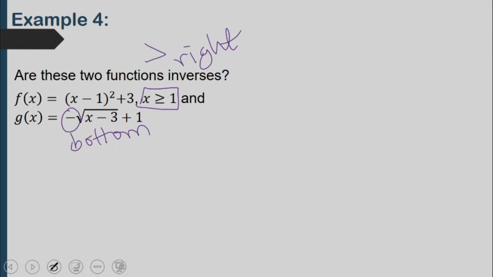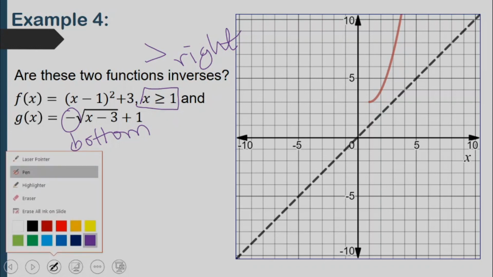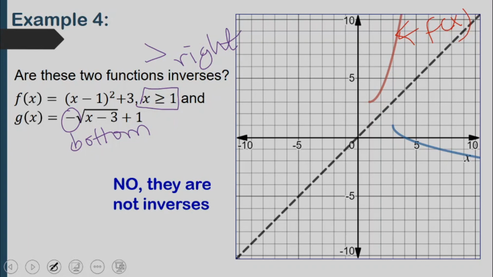So you can also graph both of these, okay? So this is the graph of f of x. So if you graph it, you are looking at the right half, and then this is the bottom of the g of x. So definitely, they are not inverses.